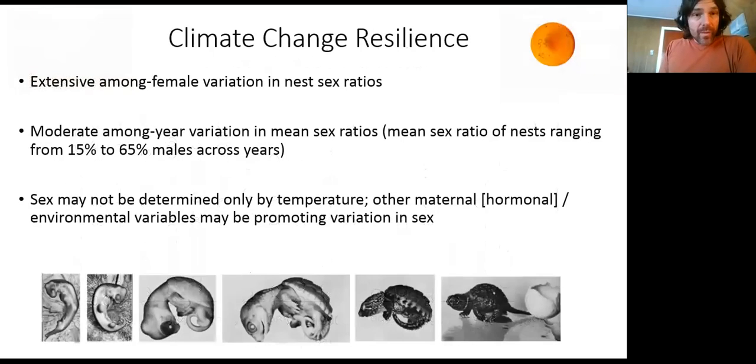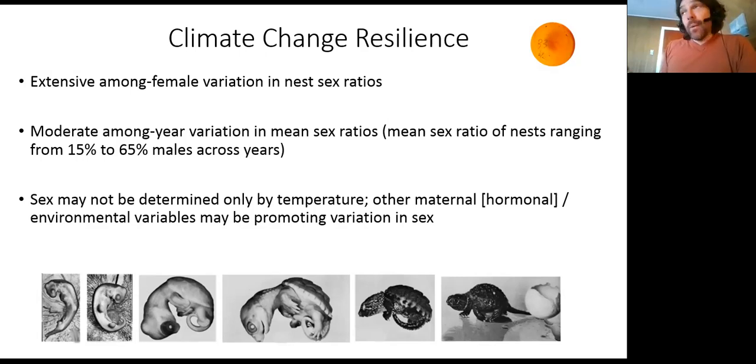All right, so I think I'm out of time. Luckily, I'm also on my last slide. I'm just going to wrap up and say that I believe that we're seeing good evidence of climate change resilience up in Algonquin Park. I didn't present a convincing case of it because I wanted to make a better case with the adaptive thing, but I do believe we have evidence of this. We have extensive among-female variation in nest sex ratios within years, and also moderate among-year variation in mean sex ratios. So the mean sex ratio of nests ranged from 15 to 65% males across all years, which is a fairly big range.